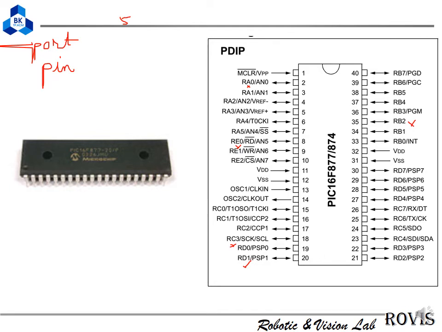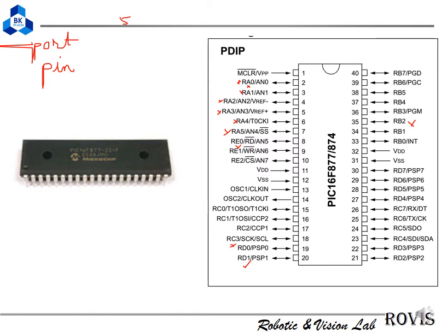How many pins in port A? The symbol here is RA0, and it belongs to port A. Then RA1, RA2, RA3, RA4, RA5. So that means in port A we have 6 pins. Okay, we have 6 pins.